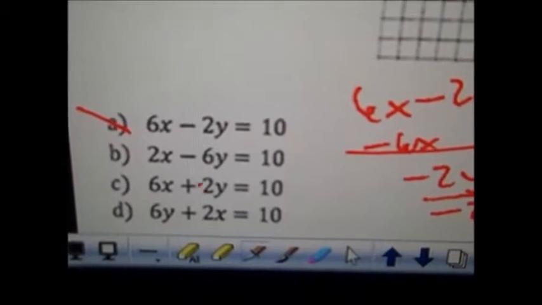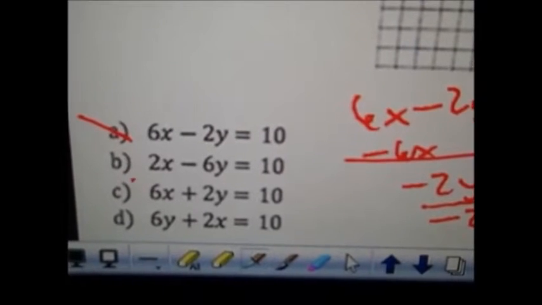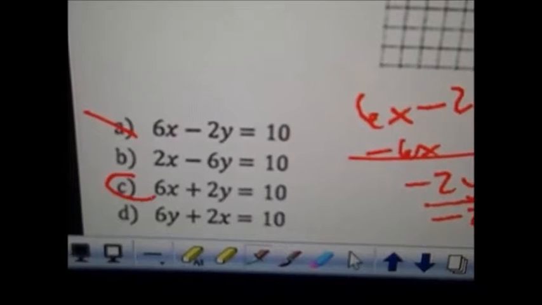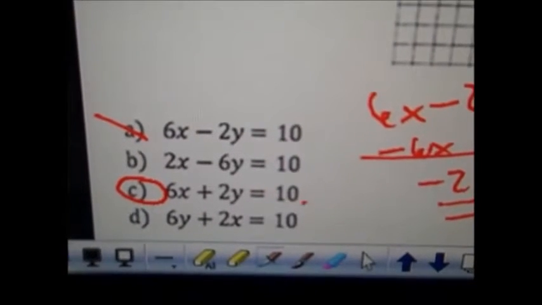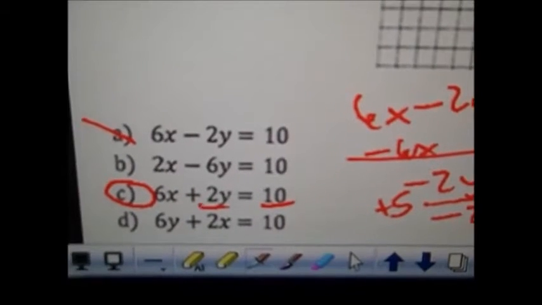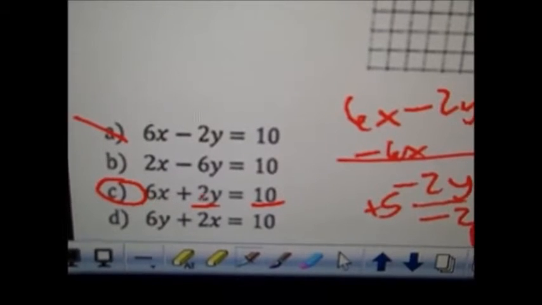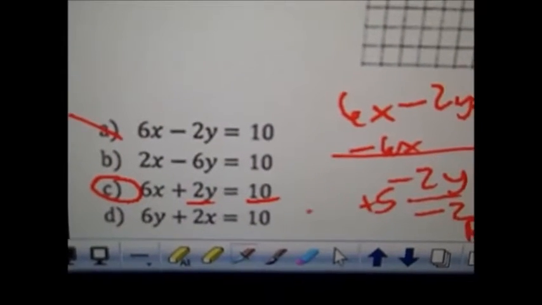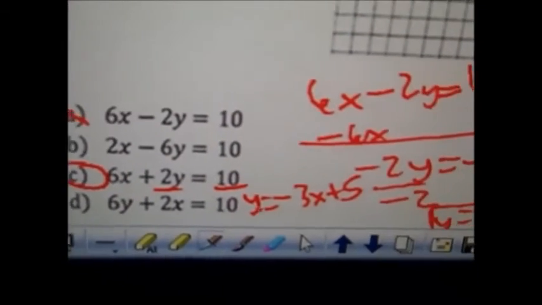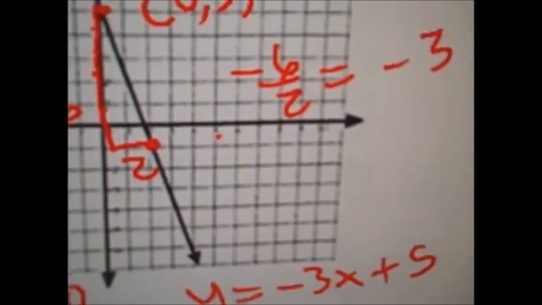So the one that it's going to be is this one right here. Because if you divide 10 by 2, you will get 5. And if you move 6x over, it becomes negative 6x. And negative 6x divided by 2 is negative 3x. This C answer choice will give you y equals negative 3x plus 5, which is what this equation of this line is.